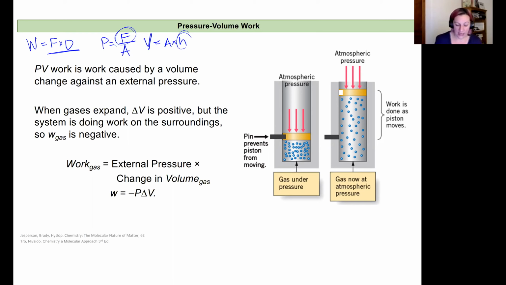So we can, in general, calculate work for our chemical equations by multiplying the negative of the pressure of the system times the change in volume that it undergoes. That way, if our change in volume is negative because it gets smaller, we'll have a positive value for work. And if it's a positive change in volume as it expands, we'll have a negative value for work done by the gas. And this is pressure volume work.